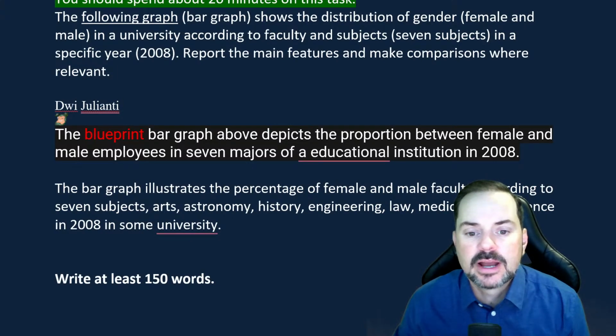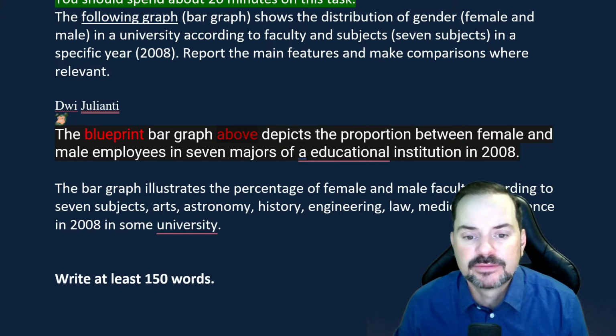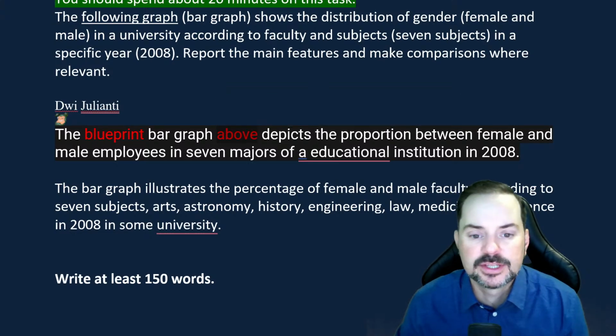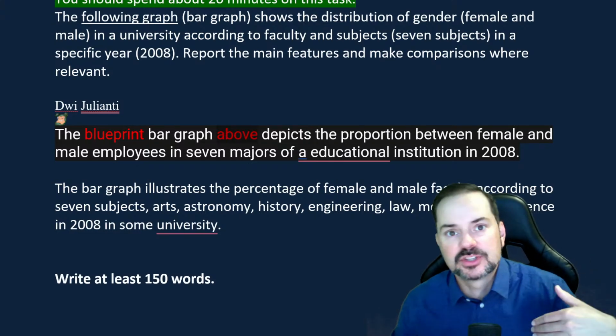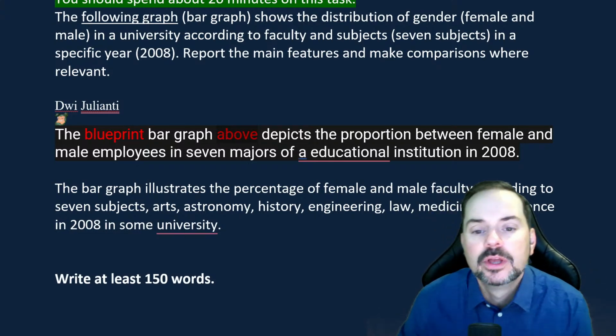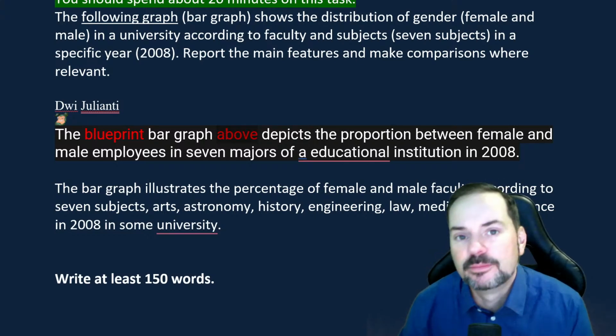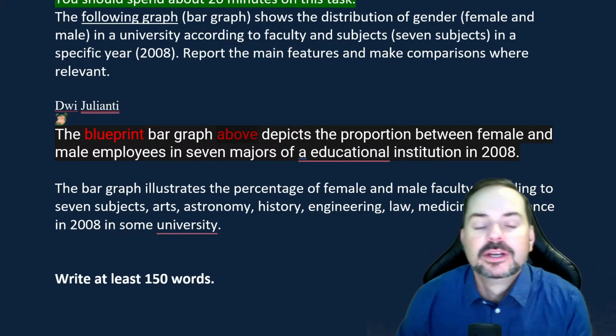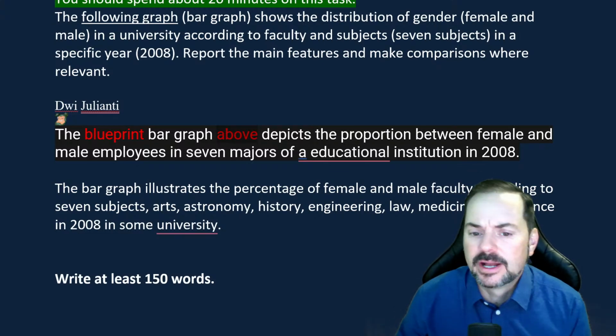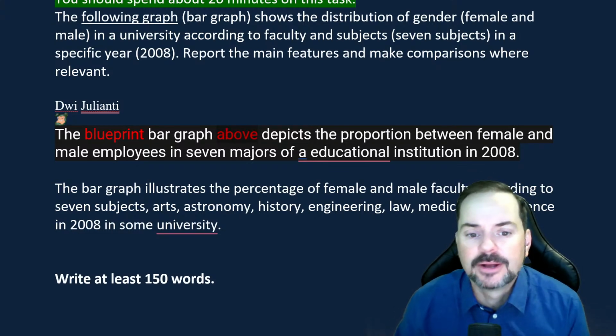Let's say "the bar graph above." Again, don't refer to the location of the graph, Dwee. It's strange because for me it's actually below. But we wouldn't refer to its location. In your computer-based exam, it's to the left. It's just weird to identify the location of the graph.